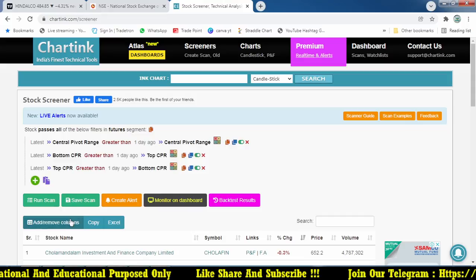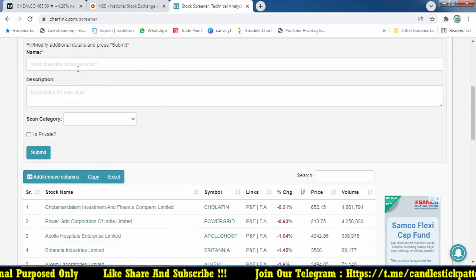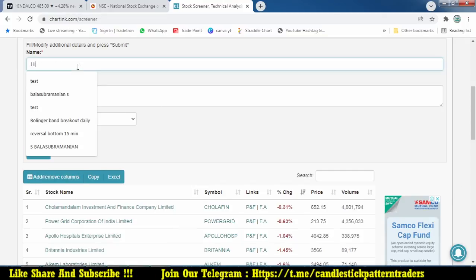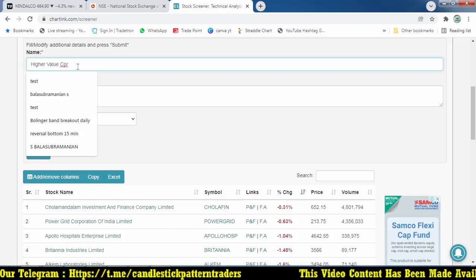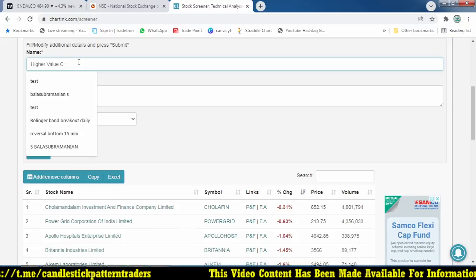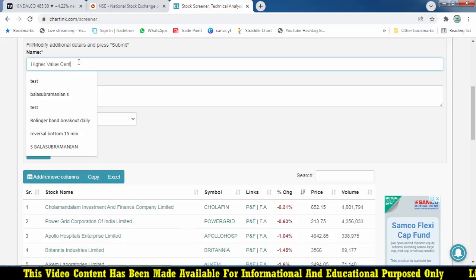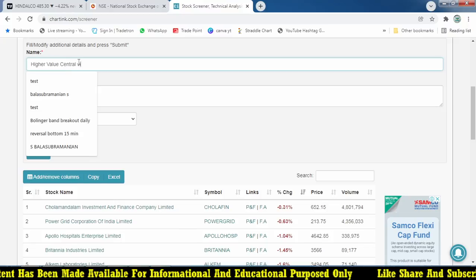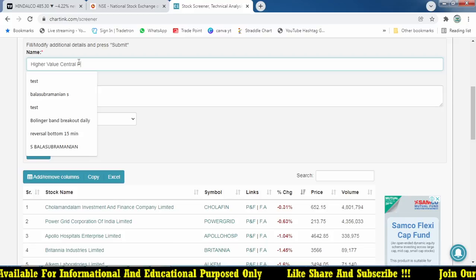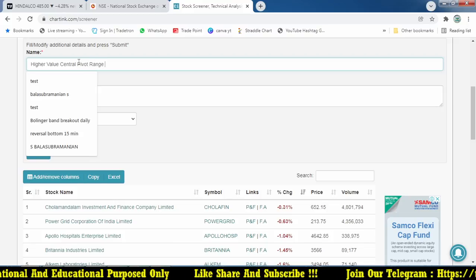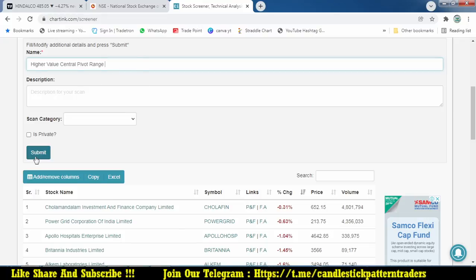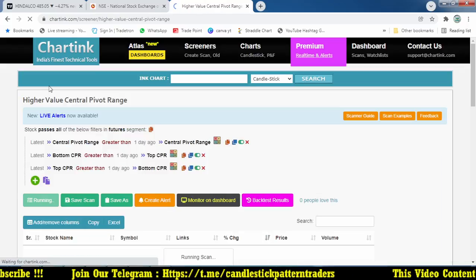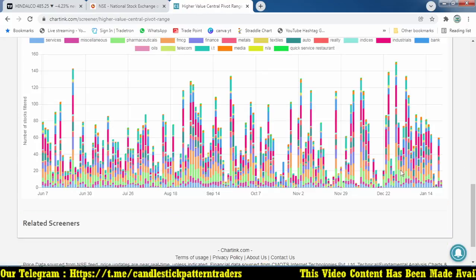And this is the scanner which I'm going to save now. So higher value CPR, higher value central pivot. Well, for a bullish stock, right? So I'll save this and let's try to see how many stocks we get.